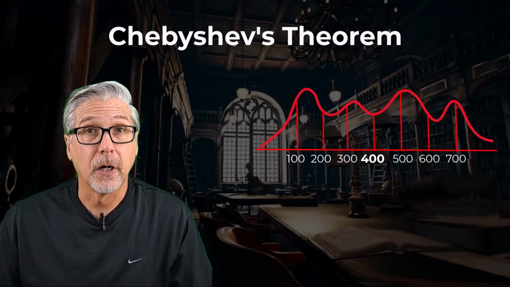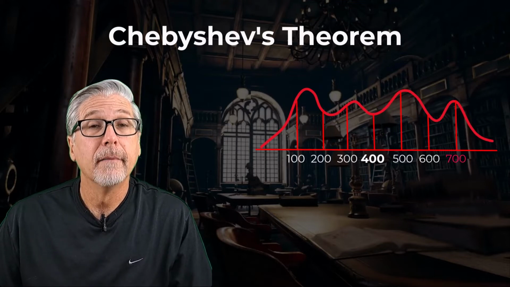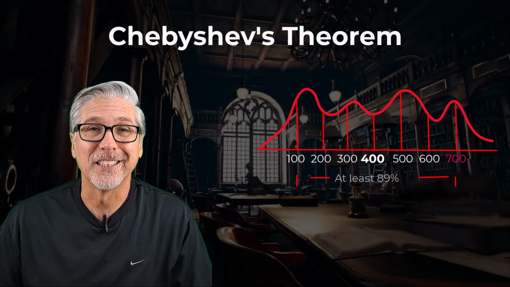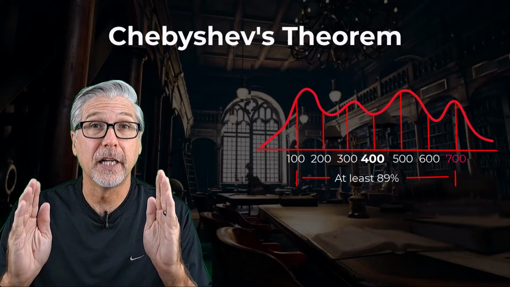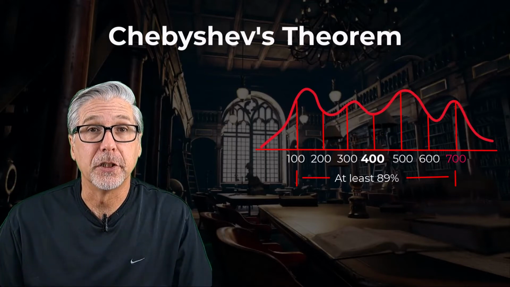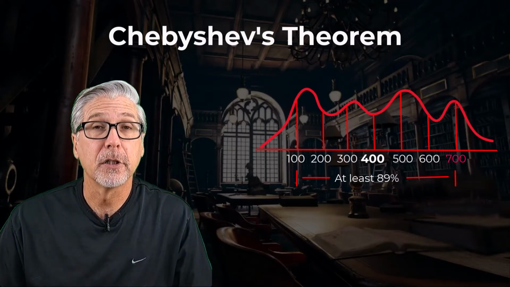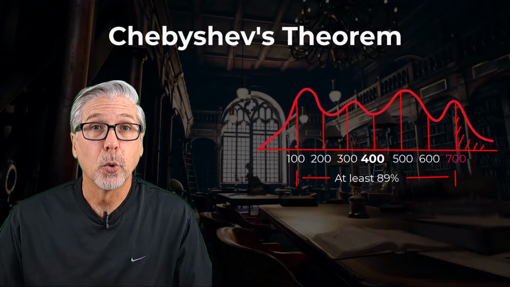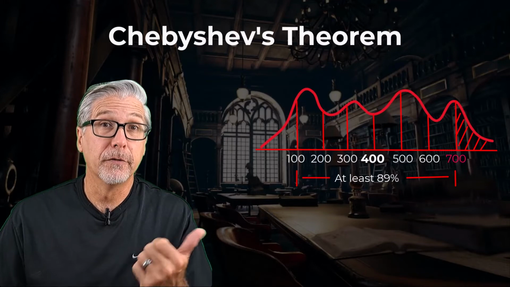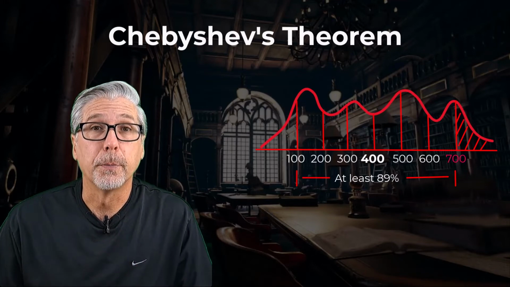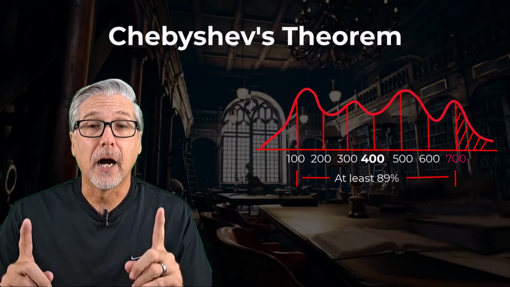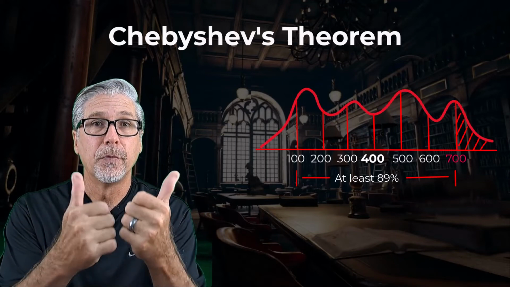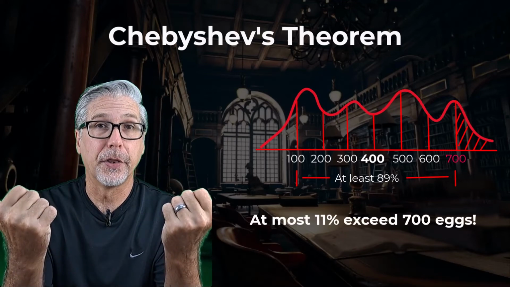Notice the value of 700 eggs actually ends up being a line that is 3 standard deviations above the mean. Uncle Chebyshev tells us that at least 89% of the data fall within 3 standard deviations of the mean. At least 89% of the egg amounts fall between 100 and 700 eggs in this example. So what does that leave for the percentage that falls above 700? Well, what falls above 700 is going to be the opposite of the at least 89%. So if there's at least 89% in here, there's at most 11% out there.